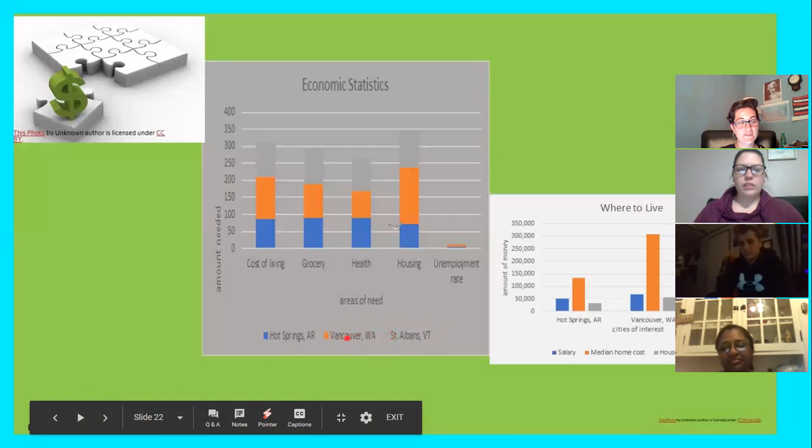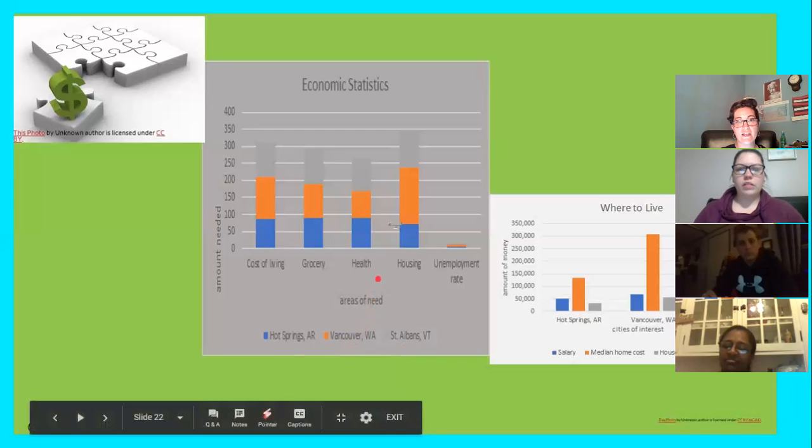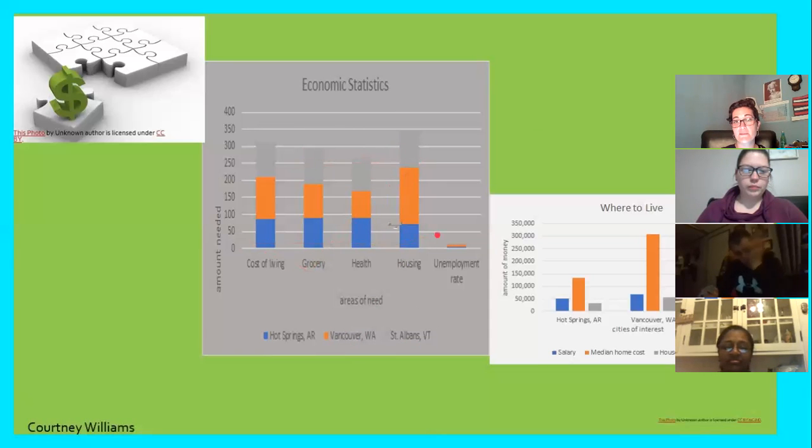To compare the cost of living, which is tied to our wages, I used the salary of a private investigator, which is what I want to be, around $60,000 a year, and that's the average basically worldwide. That allows me to see that it's a lot more expensive to live in St. Albans, Vermont than it is in Hot Springs.